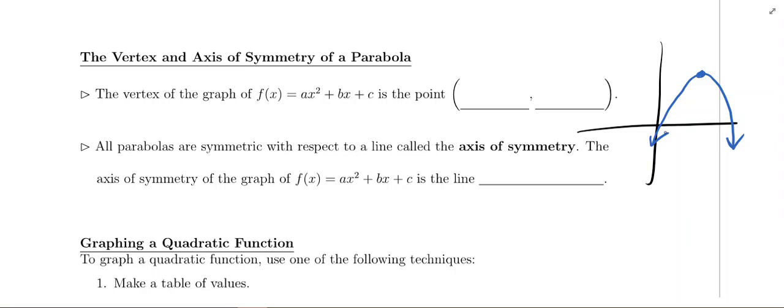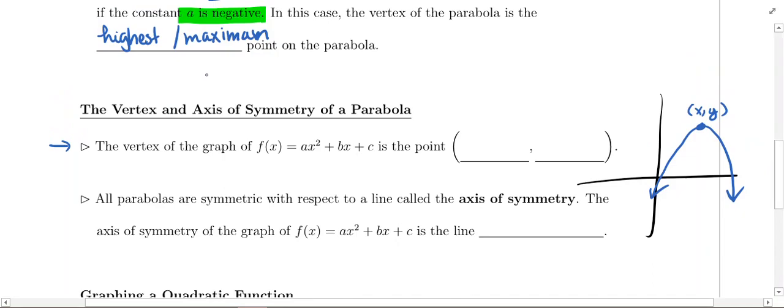Since this point is an ordered pair, it's got an x coordinate and a y coordinate. There is a vertex formula that you can use to calculate the x value and the y value of the vertex. So that's what we're going to talk about right here under the vertex and axis of symmetry of a parabola. This first bullet point says the vertex of the graph of f of x equals a times x squared plus b times x plus c is the point blank. Well, here is the vertex formula. I'm going to write it up here and then I'll explain why I'm writing it like this.